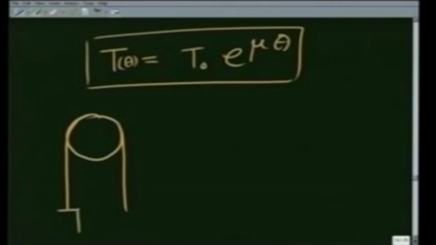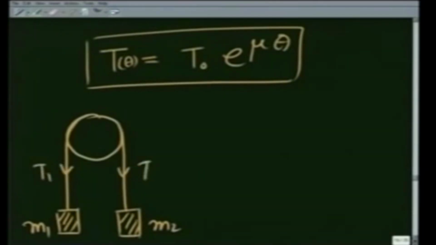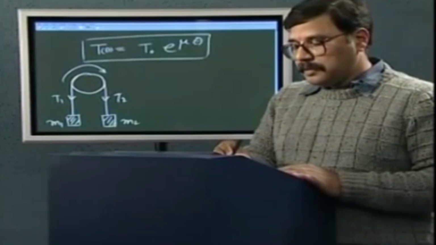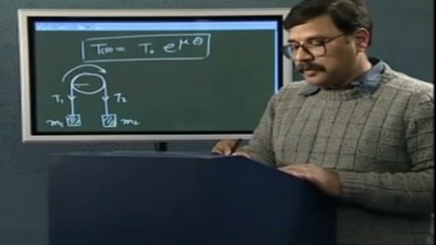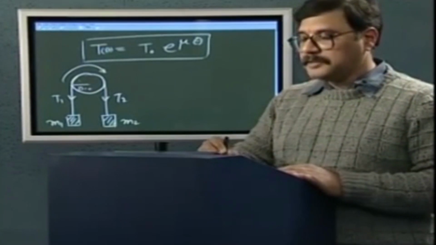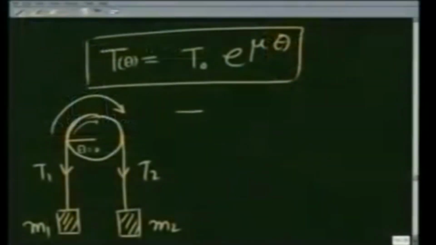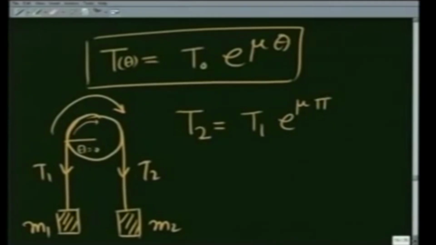This was mass m1, this was mass m2, T1, T2. Theta is increasing this way, T is increasing this way, and if I take this to be theta equals 0, as theta increases, tension also increases. So you can see in this case T2 is going to be equal to T1 e raised to mu times pi.